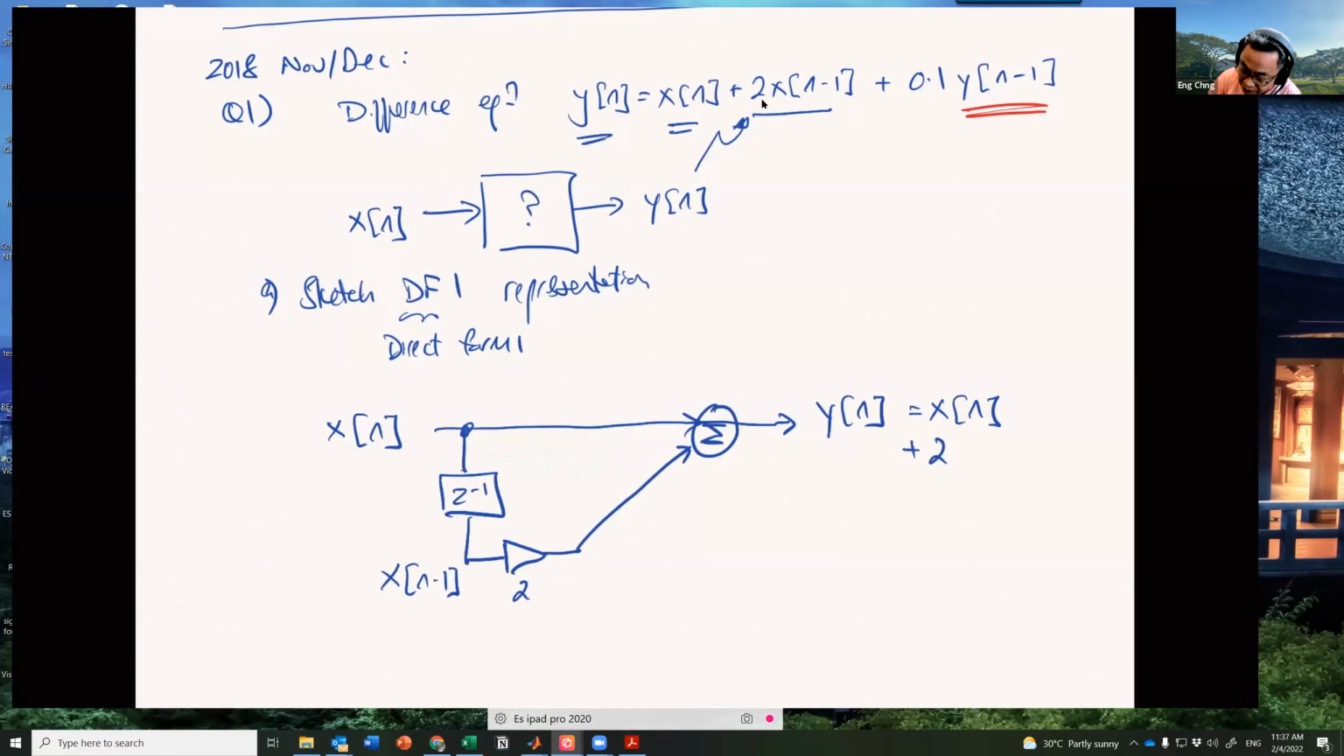All right, so sometimes you are very pedantic. You say, I need a multiplier here, and this multiplier here is 1. So it's 1 times x of n plus 2 times x of n minus 1.